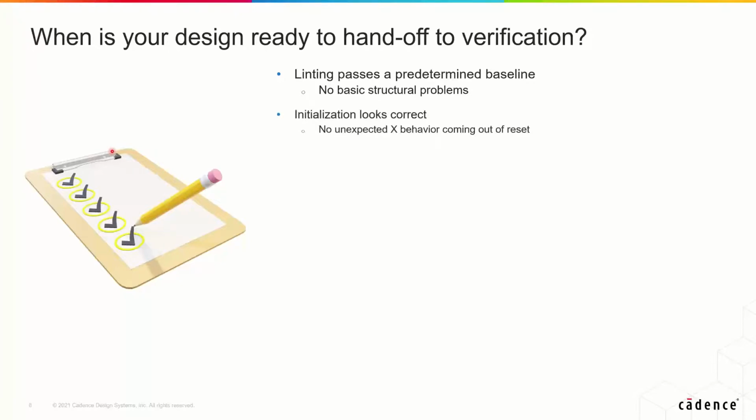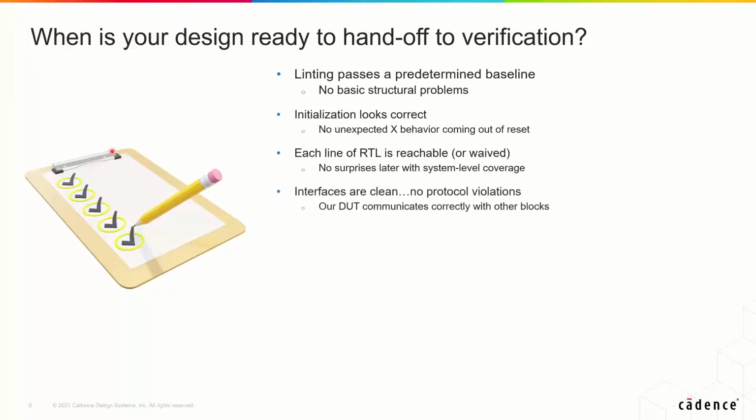We want to make sure that the initialization looks correct. So we are not expecting any uninitialized flops, for example. So as we come out of reset, we are not expecting any untied flops to drive X's. We also want to make sure that either the RTL is fully reachable, but if it's not reachable, that we understand the fact that it's not reachable. So in this case, it's waived, so we don't have any surprises later with the system level coverage.